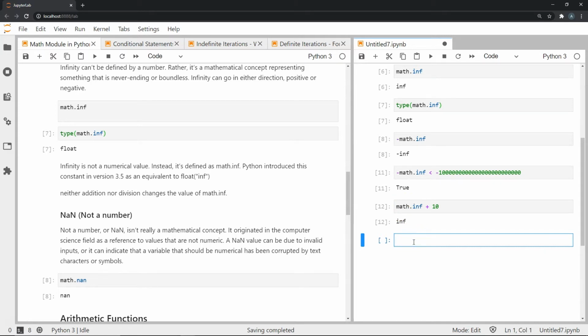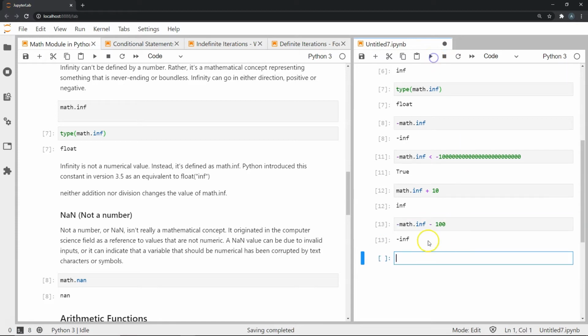Similarly, if we subtracted something from the negative of math.inf, let's say minus 100. If we subtract something from minus infinity, we're technically still minus infinity itself. So this will again give us minus INF, as you can see, and this is absolutely what we need, and this is a very interesting feature in Python.